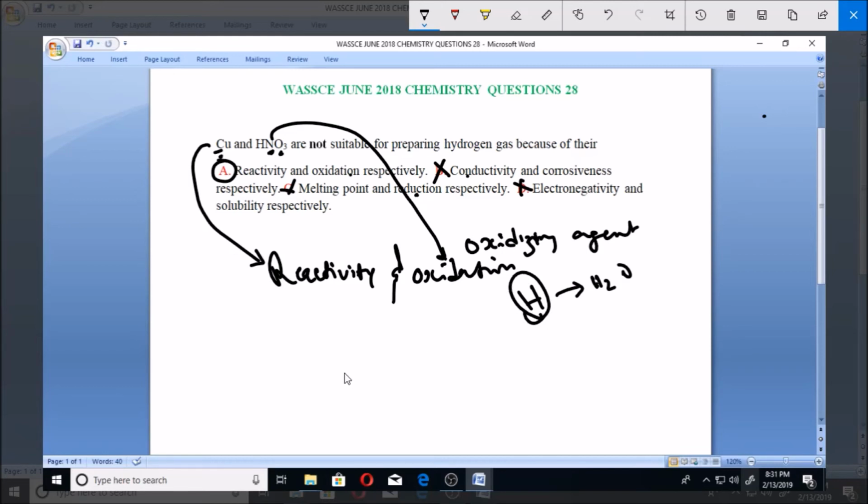So please, you have to study this. Please check out your textbook on the preparation of hydrogen gas, and you will get a better understanding of these.